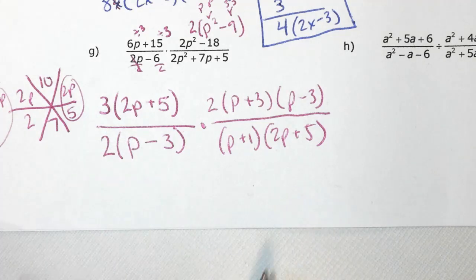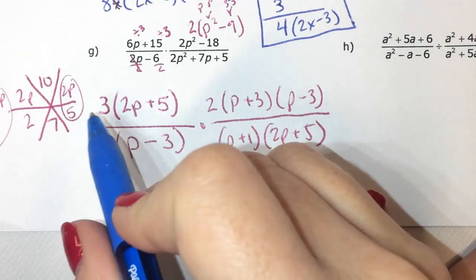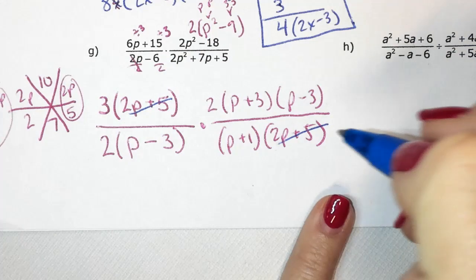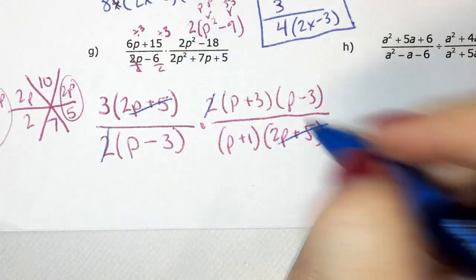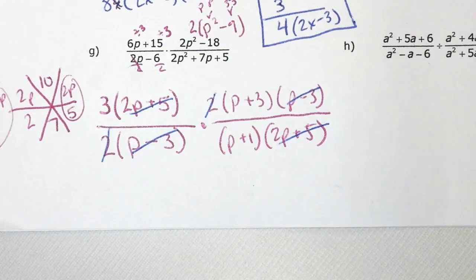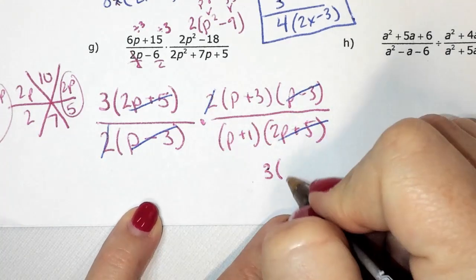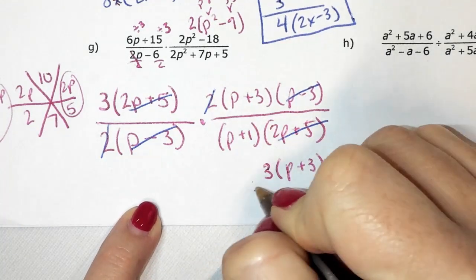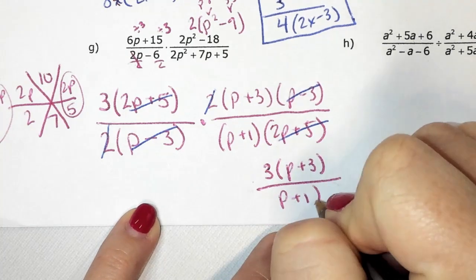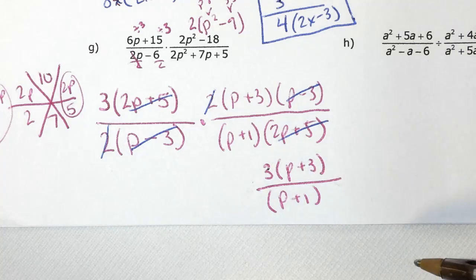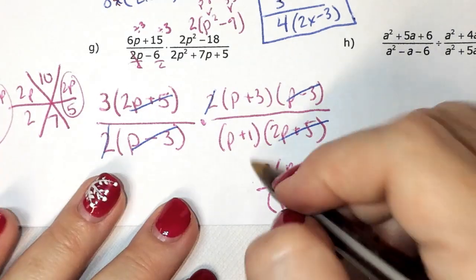Okay, so now that it's fully factored, I can simplify. Anything that matches that's on the top and the bottom can cancel. Now if it's top and top that matches, that does not cancel. So 2p plus 5, 2p plus 5, 2 and 2, p minus 3, and that's it. So my final answer will be, I have a 3 left on top, and I have a p plus 3 over a p plus 1. And the p's can't cancel, and the 3's obviously are both on top, because remember the plus and minus make them stuck like glue.